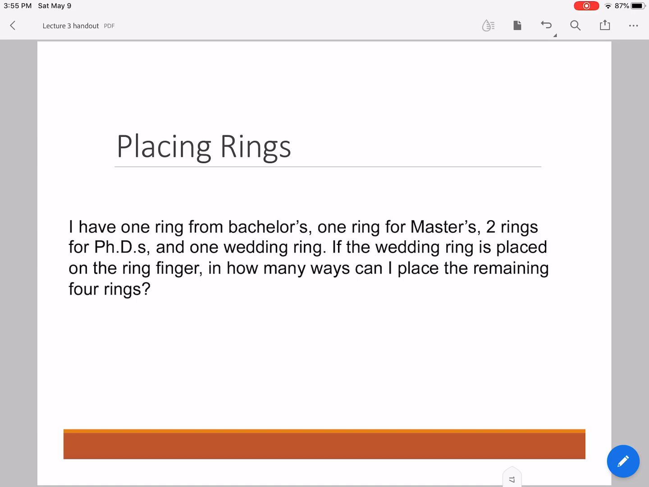There's one more counting principle that I would like to discuss here, and that is counting principle number 5, which looks similar to counting principle number 4. But before I give it to you, I would like for you to solve this problem. I have 5 rings: 1 ring from bachelor's, 1 ring from master's degree, 2 rings from PhDs, and 1 wedding ring. Let's say that the wedding ring is placed on my ring finger. In how many ways can I place the remaining 4 rings on my hand?